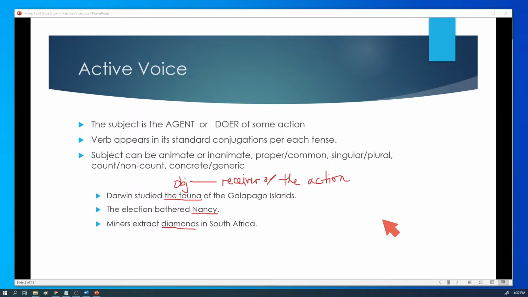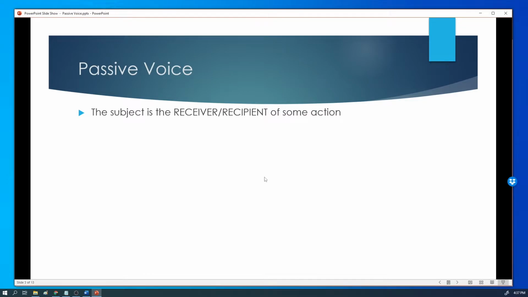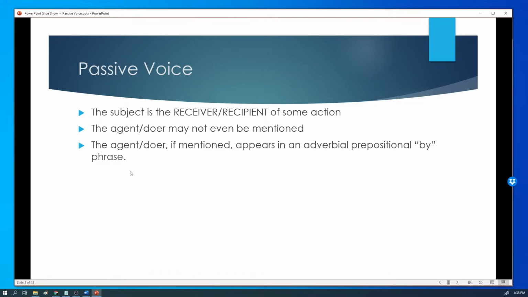Now let's look at what switches when we get to the passive voice. In the passive voice, the subject is the receiver of the action, not the doer. So that's the important contrast here. And in a sentence with the passive voice, the agent or the doer might not even be mentioned. And the agent or doer, if it is mentioned, appears after in a phrase that begins with by. It's called an adverbial prepositional by phrase.